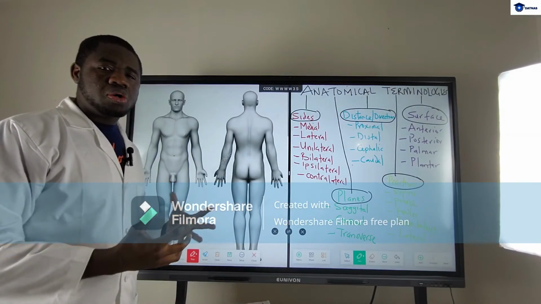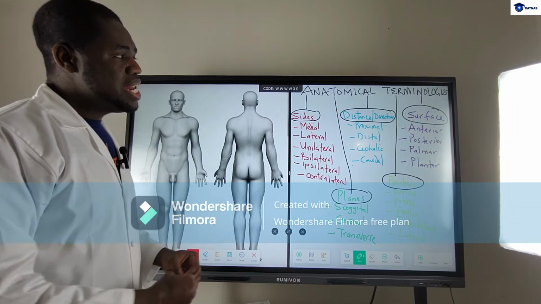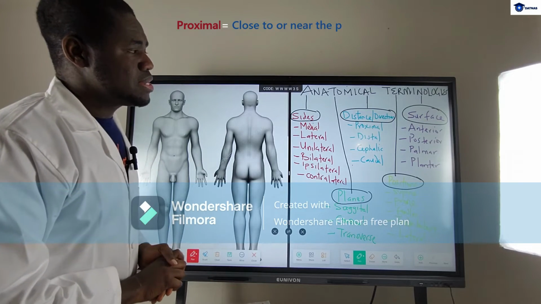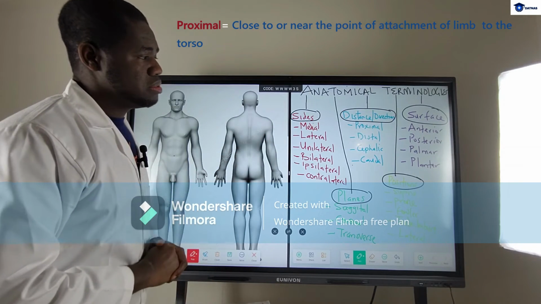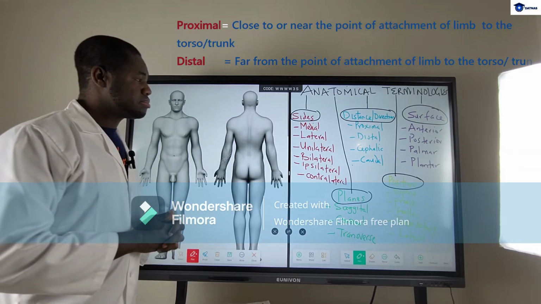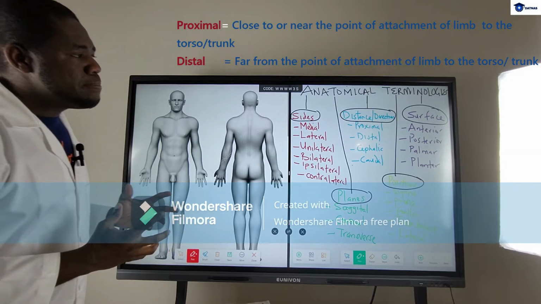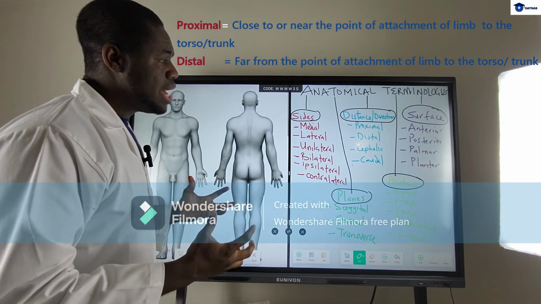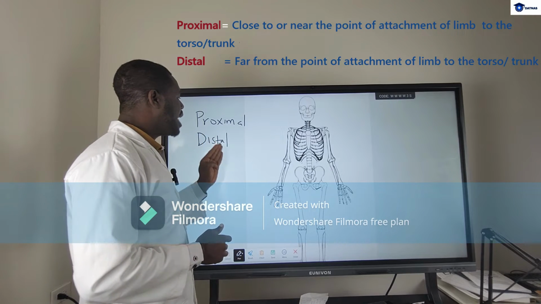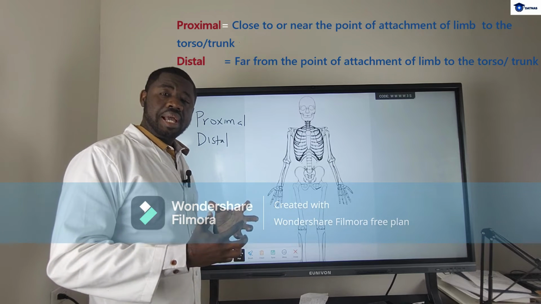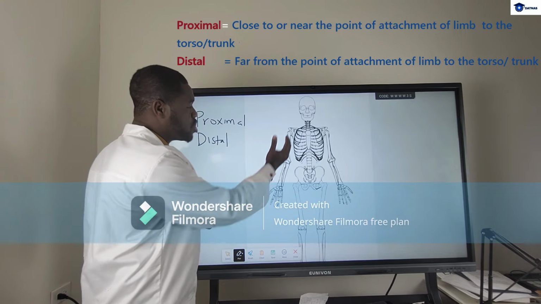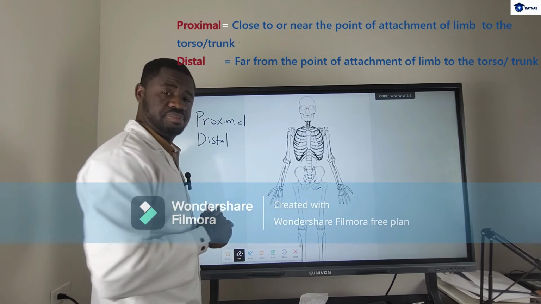Let's now discuss the terms that relate to distance or direction. Under this, we have the proximal, distal, cephalic, and caudal. When we use the terms proximal and distal, we are referring to the extremities. Proximal and distal are terms used for extremities and how close they are to the point of attachment.